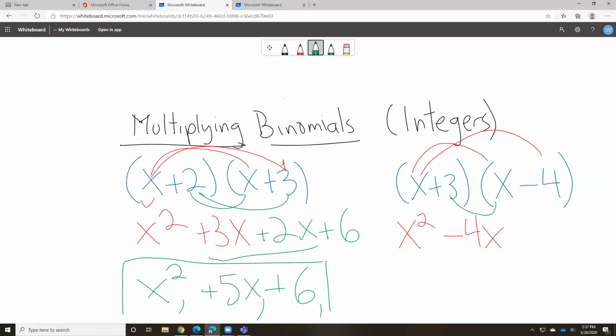3 times x continues to be 3x. And 3 times negative 4. I know that 3 times 4 is 12. But what's going to be my sign when one is positive and one is negative? They don't match. They're not a pair. So they have a negative sign. All right, let's combine like terms. X squared.